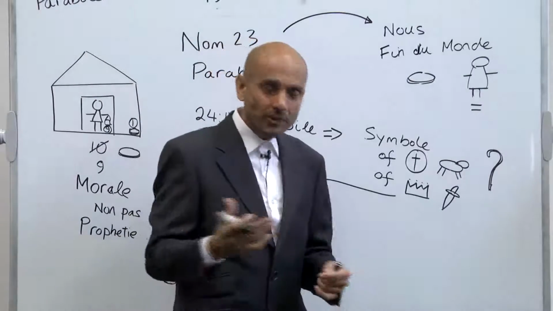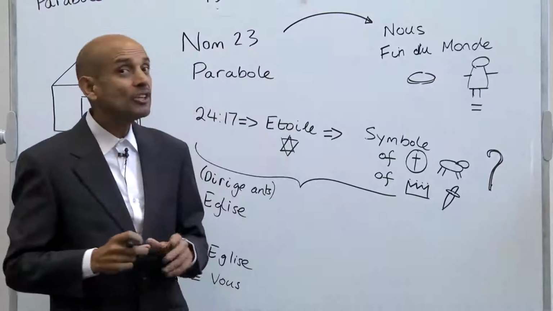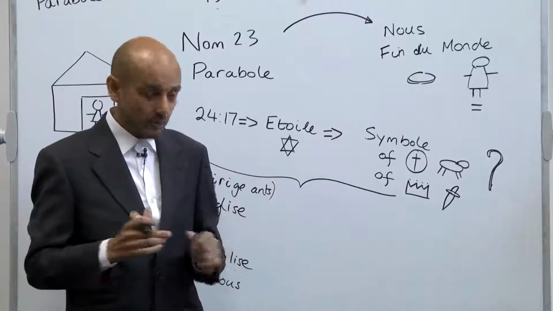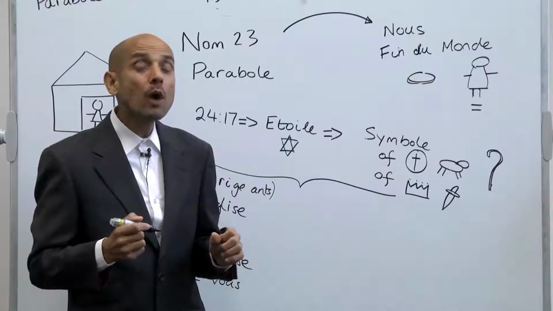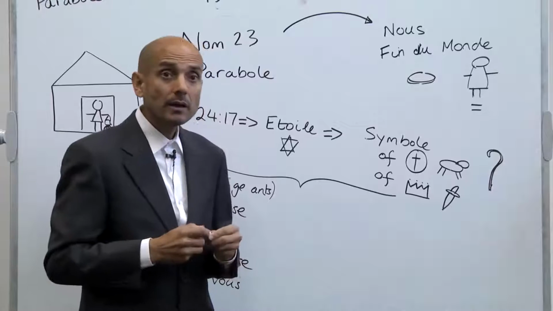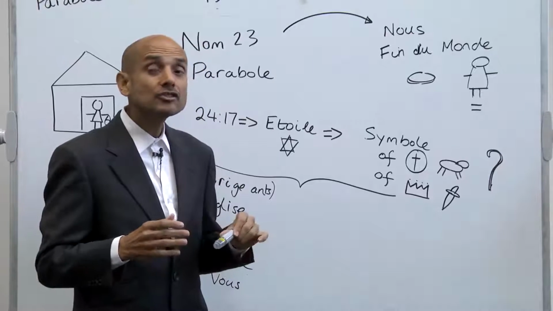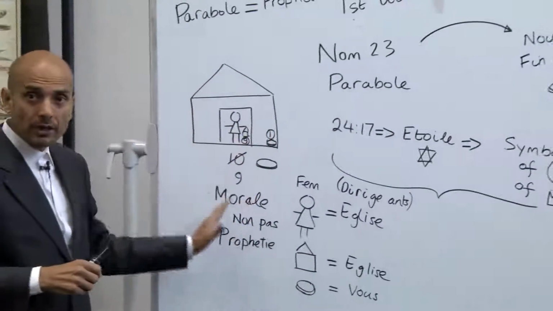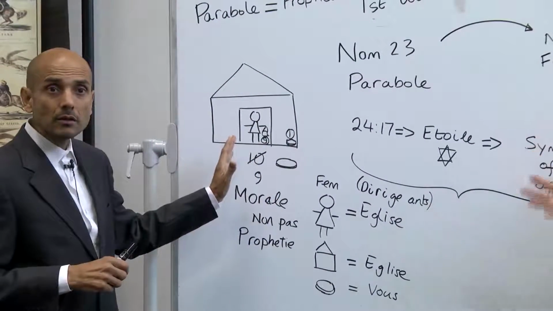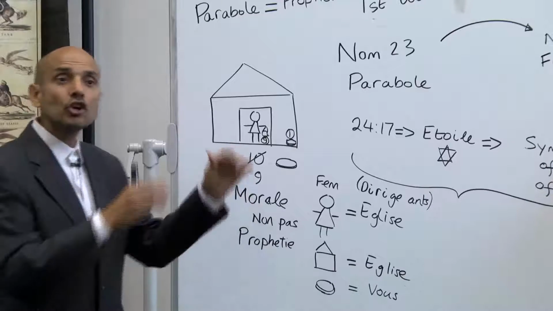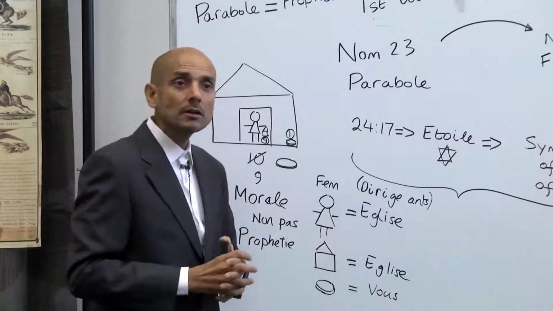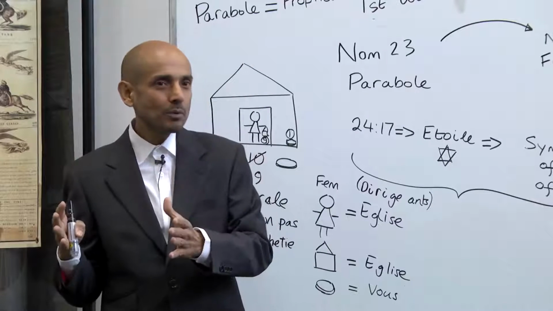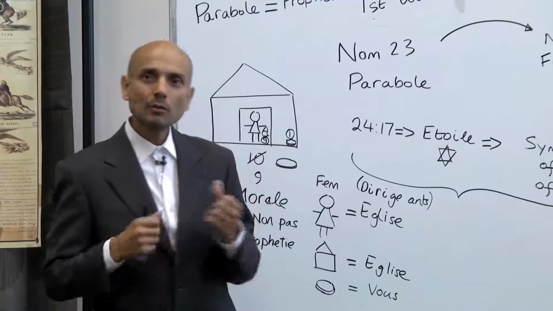There was a shepherd and he had how many sheep? 100. And what happens to one of them? It gets lost. What gets lost in this story? The coin. So the coin is lost, and what else is lost? The sheep. We're together?